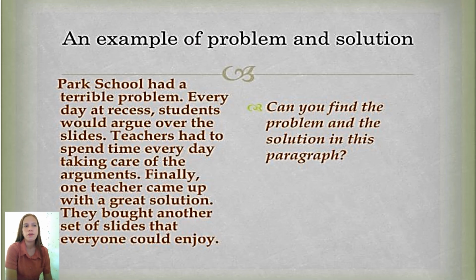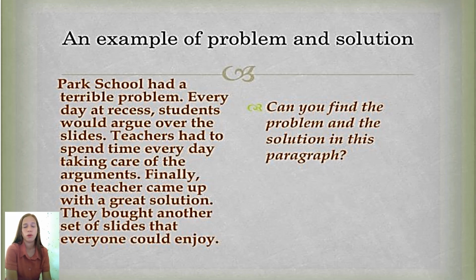Okay, we have the scenario about an example of problem and solution. So, for example, a park school had a terrible problem. Every day at recess, students would argue over the slides. Teachers had to spend time every day taking care of the arguments. Finally, one teacher came up with a great solution. They bought another set of slides that everyone could enjoy.